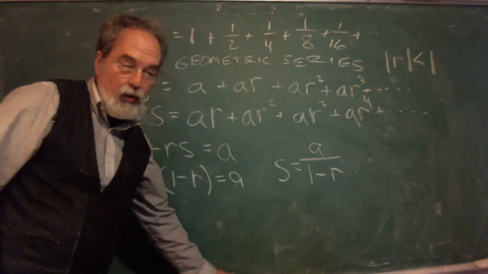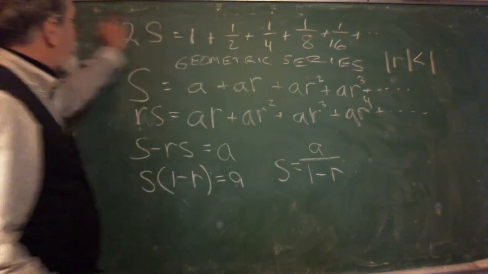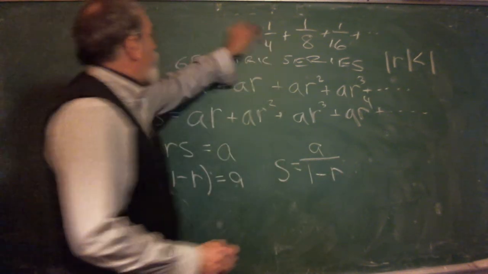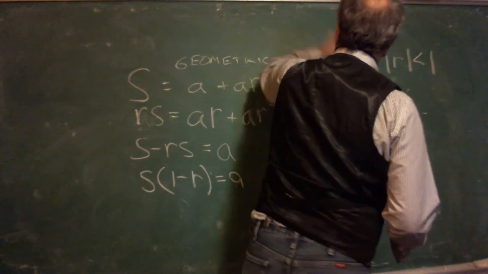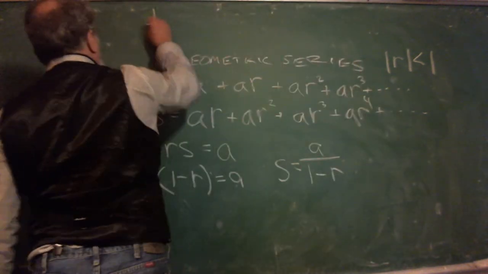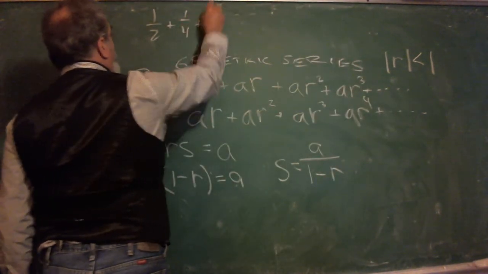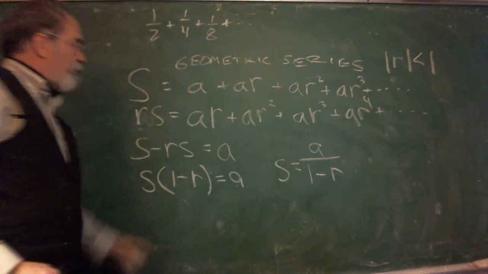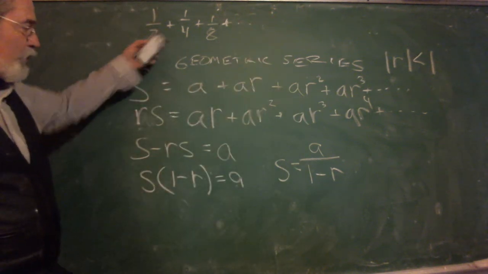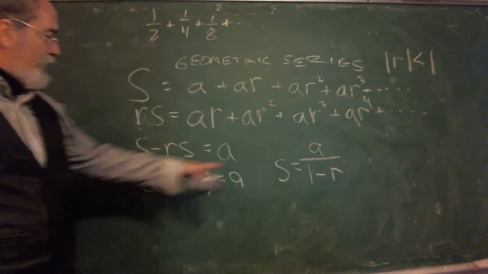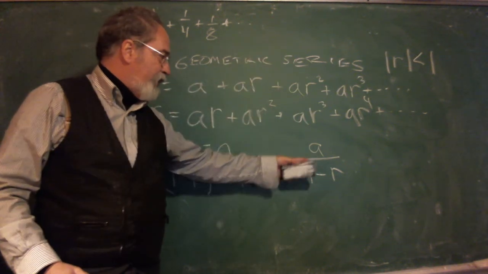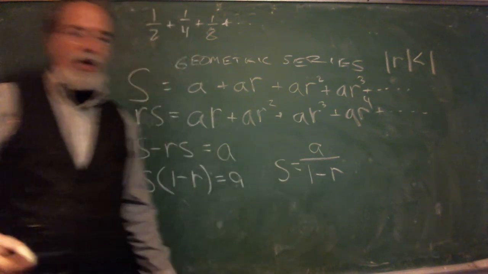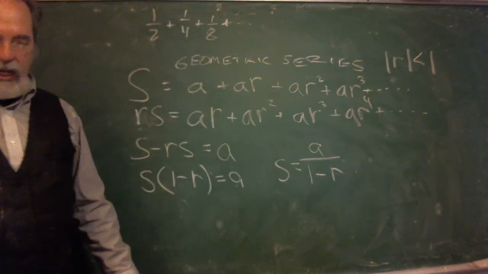That is a very cool formula. Let's use it a few times. Let's use it on this one here. When I started with 1/2 plus 1/4 plus 1/8 plus the rest of the gang, my first term was 1/2, and I'm multiplying by 1/2. So my sum is 1/2 divided by 1 minus 1/2. 1/2 divided by 1/2 is 1. We got 1 for that.